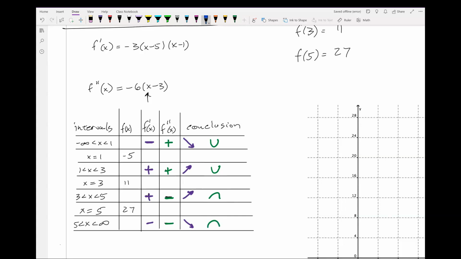And so looking at the conclusions for what happens at our critical numbers and our possible point of inflection, you'll notice right here we go from decreasing to increasing. And so by the first derivative test, that means we have a local minimum right there. And looking down here, we go from increasing to decreasing, meaning we have a local max.